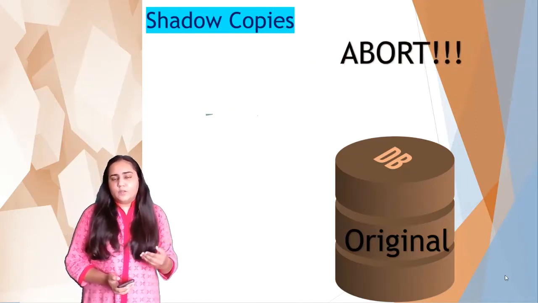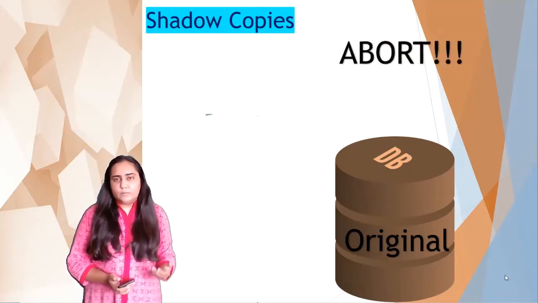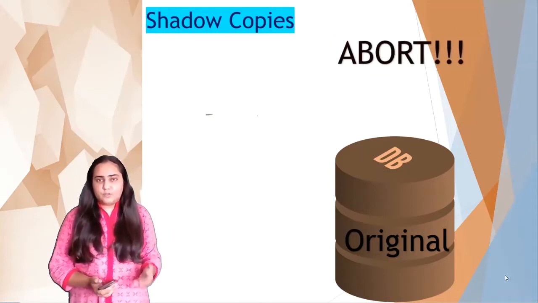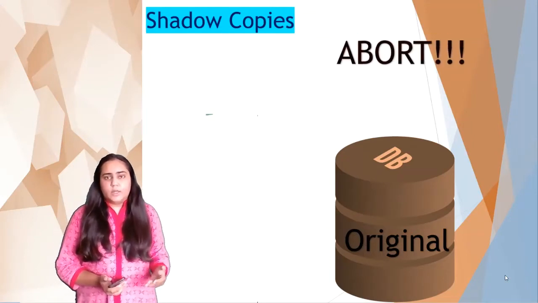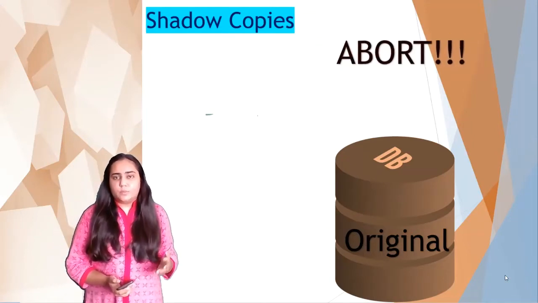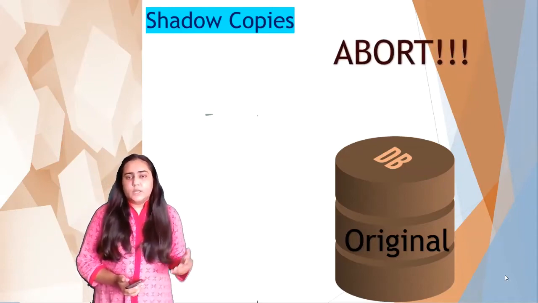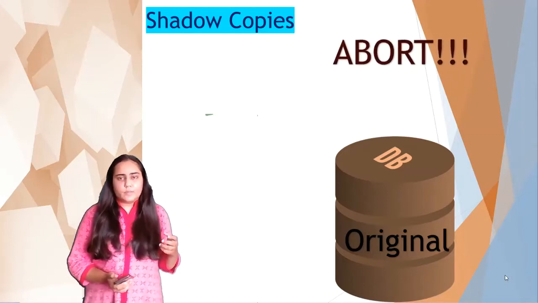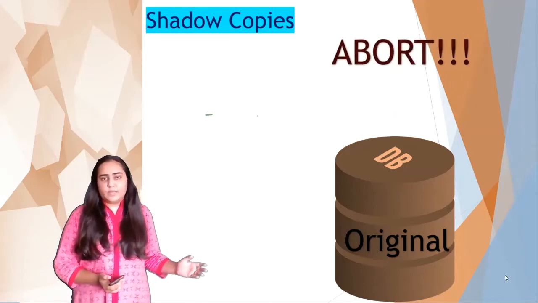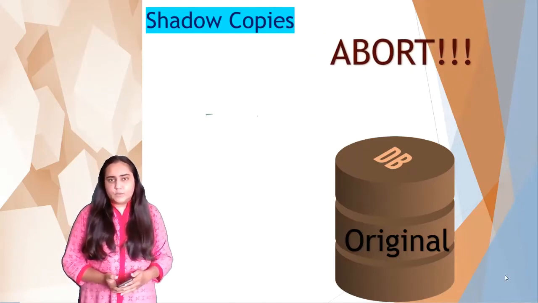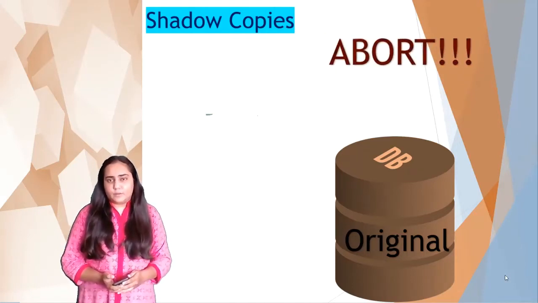And in order to maintain the atomicity property of a transaction, we need to make sure that if a transaction is aborted, then whatever changes were made by the transaction have to be undone. To undo these changes, we need to make sure that the original copy remains as it is, which is very simple, very easy to do in the shadow copying method.